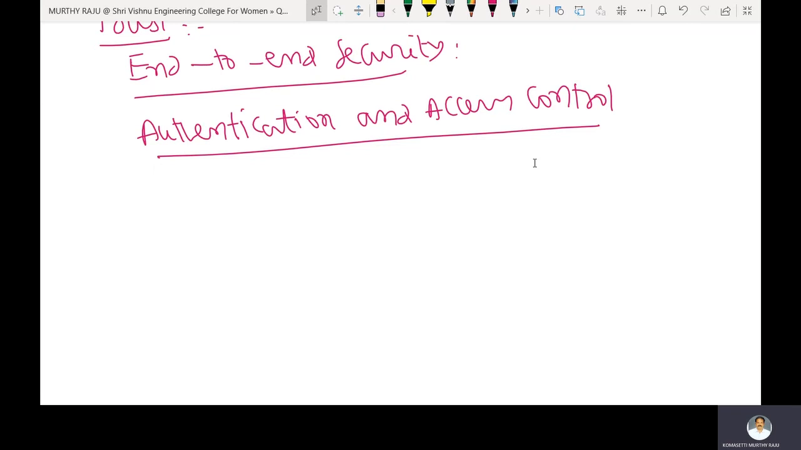Interoperability and backward compatibility are the two key issues to be addressed. Interoperability means different kinds of networks, different types of technologies, different types of devices are there. In such cases, providing security is a challenging task. Interoperability and backward compatibility are two key issues to be addressed. The example is Wi-Fi roaming.